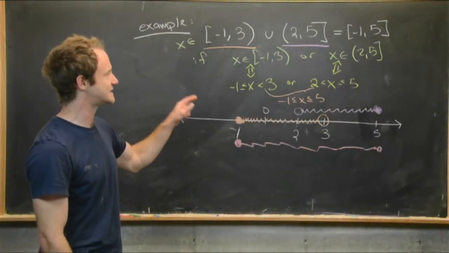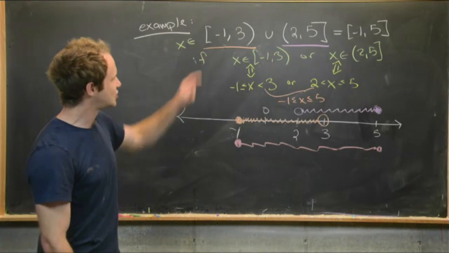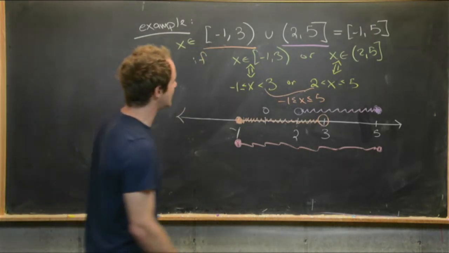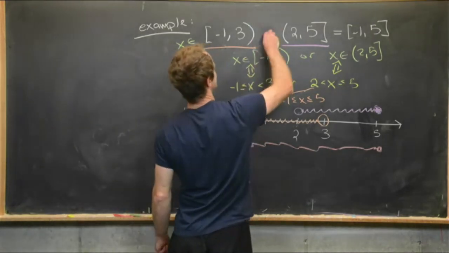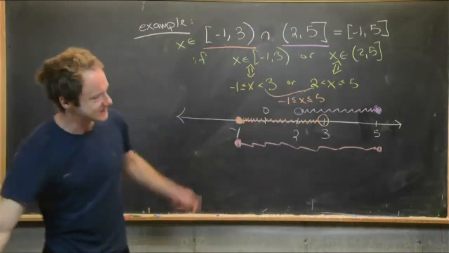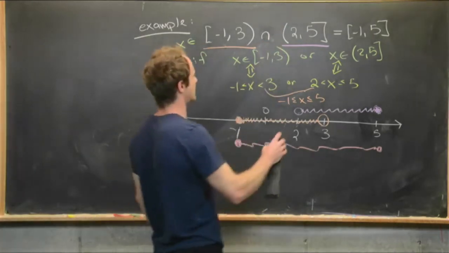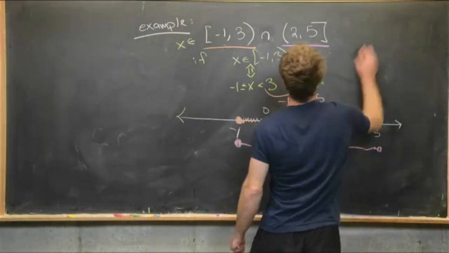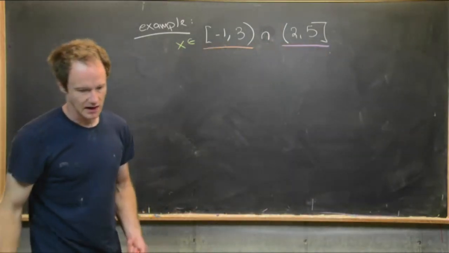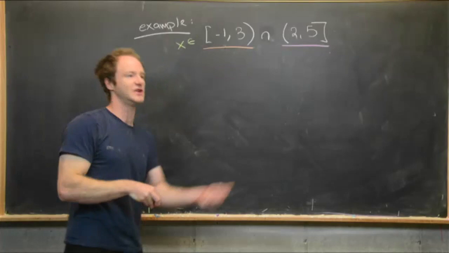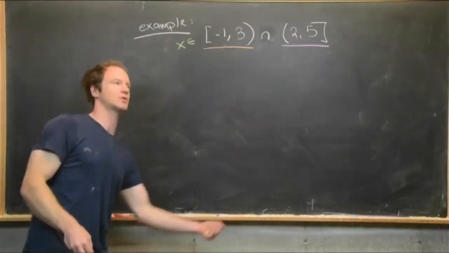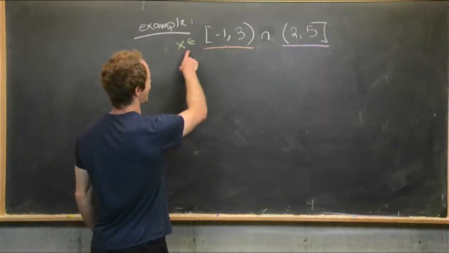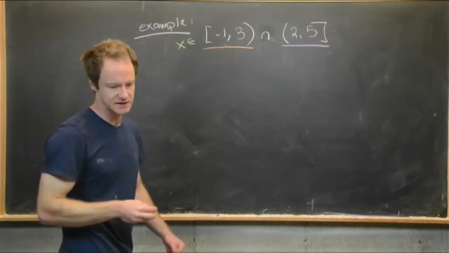I'll keep the same sets, but I'm going to change this union to an intersection, and then we'll look at what we get. So I'll change this union to an intersection, which means none of this is true anymore. So let's erase all of this. Recall that if the union is like the English word "or," the intersection is like the English word "and." So that means x is in the intersection of these two.